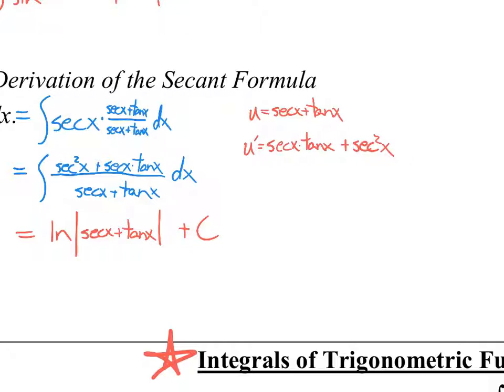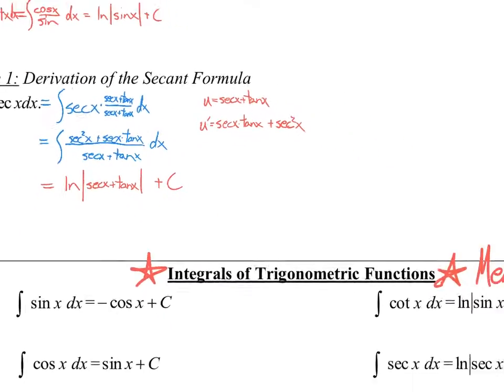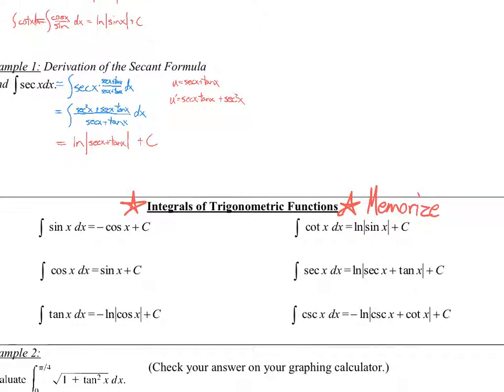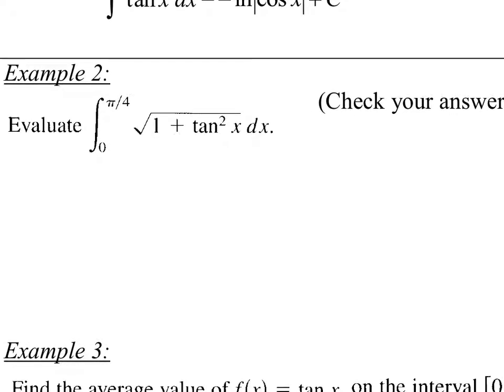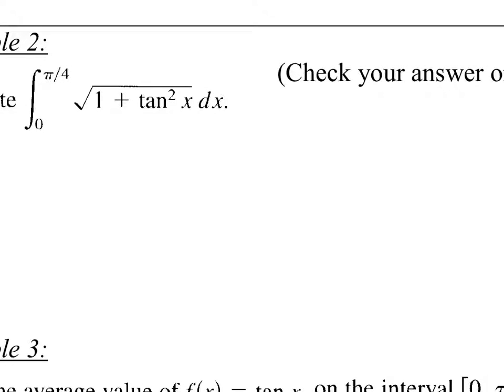You can probably tell that if we wanted to find the integral of cosecant, we could use a similar process using cosecant and cotangent. All right? And that's how we would get the rule you see down here. The integral of cosecant is negative ln of the absolute value of cosecant plus cotangent. Okay? All right, so let's look at a couple examples of how to use this, and then we'll be done with this.